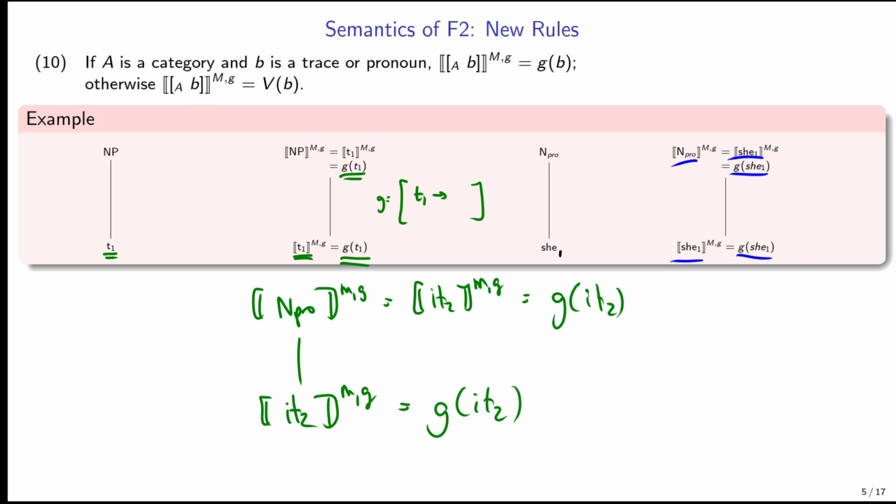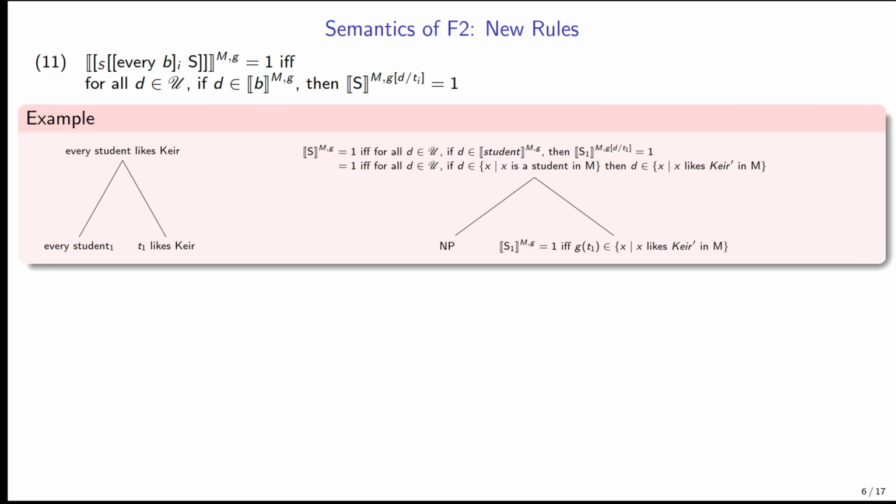Now we just have to deal with our two quantifiers, and then we're pretty much done with all the new rules that we have baked into our system as it is. So this current one is the rule for every b or every n. Here we're doing something a little bit different, and I should make this clear. If we have a quantified noun phrase, let's say we have a word like every, to make this a little bit more clear, every student.